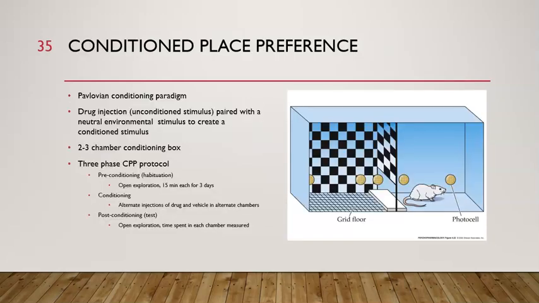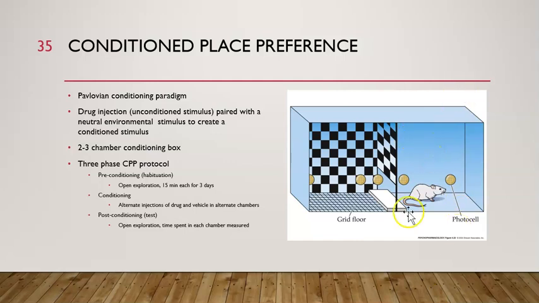And then finally, the very last of the behavioral pharmacological research methods is using conditioned place preference. So this is a Pavlovian conditioning paradigm. So this is classical conditioning. So the other one was operant conditioning. This is classical conditioning. So here we have a drug injection paired with a neutral environmental stimulus to create a conditioned response.